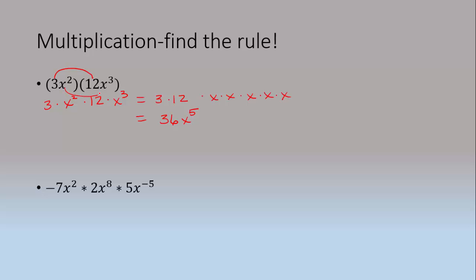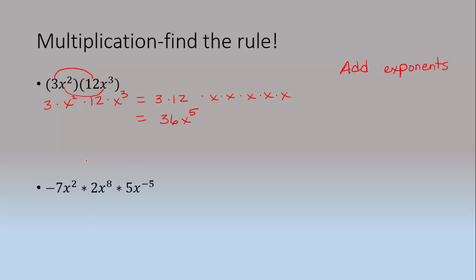How does x squared times x to the third make x to the 5th? Sure looks like we added the exponents, doesn't it? You're right. That's one of the laws. When you're multiplying terms together with variables raised to exponents, you just add the exponents if the variables are the same. Okay, let's try one more.